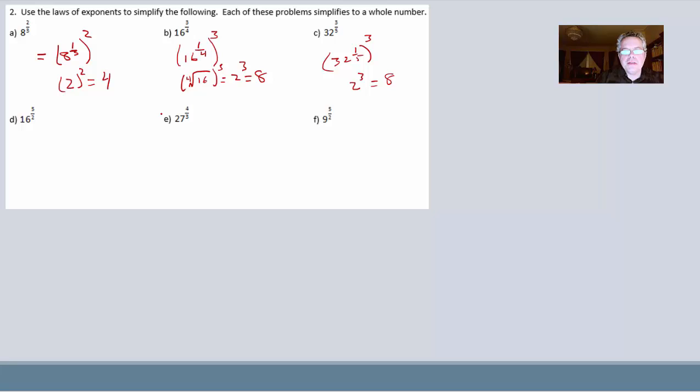And usually they ask you that because they want to know if you understand the square roots and cube roots of whole numbers. So here, 16 to the 5/2. This would be equal to 16 to the 1/2 to the 5th, which is the same as square root of 16 to the 5th, which is 4 to the 5th. And I need a calculator for that one.